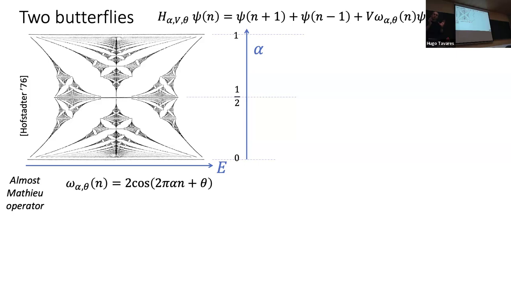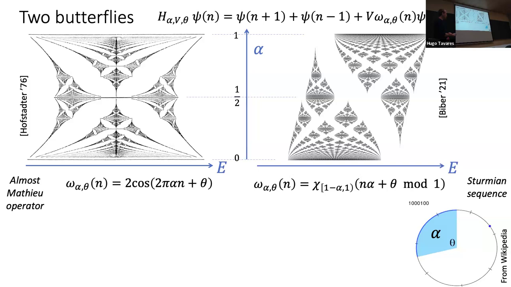But now I will jump into the operator that I want to consider in my talk. It's very similar to this operator. We just change the potential. And it goes like that. I will now tell you which potential omega we are taking. We are taking the following potential omega. Here you have a characteristic function with a size alpha.